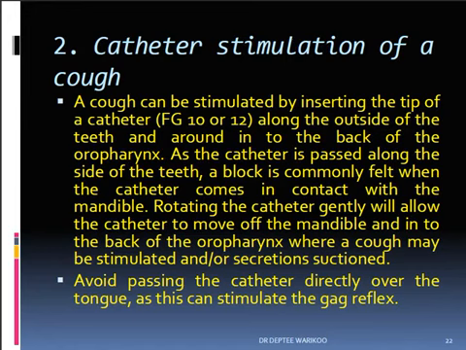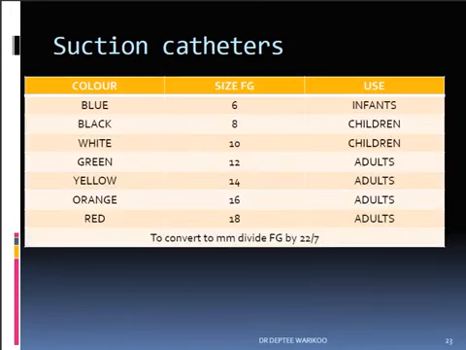Then you keep rotating the catheter gently. This will allow the catheter to move off the mandible and into the back of the oropharynx, where you could stimulate the cough. But avoid passing the catheter directly over the tongue. This could stimulate the gag reflex. If successful, this technique may prevent the need of suctioning via the nasopharyngeal airways. So this is one important way.